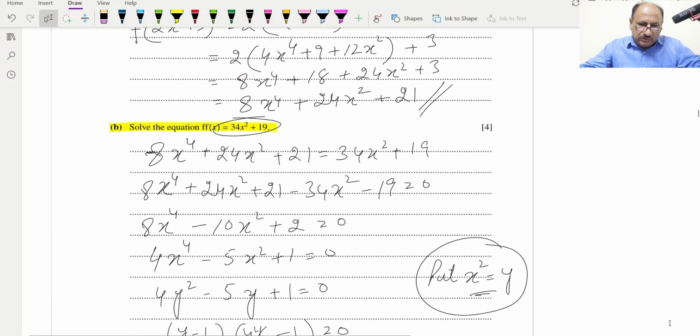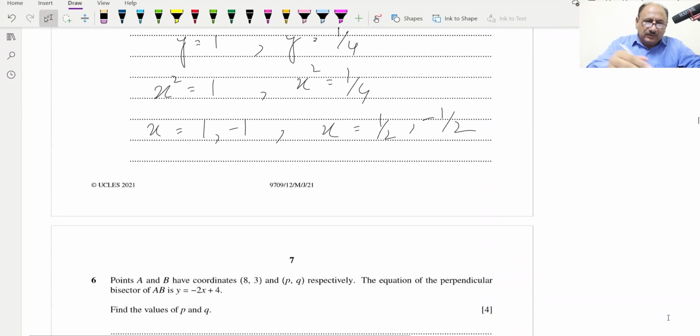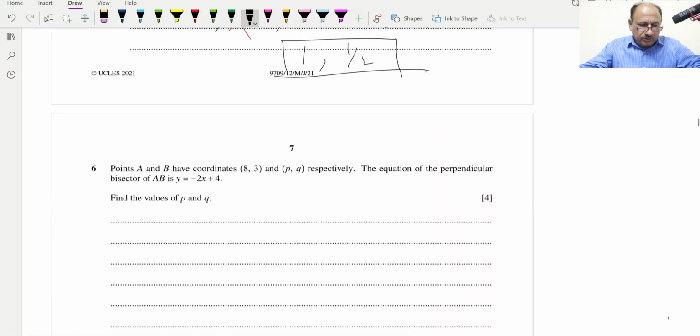So if we go to the condition of the question, which is saying x is greater than or equal to 0, the values less than 0 we will reject, and our values will be 1 and 1 by 2. These will be the two values which we are supposed to find. Hopefully you understood this question.